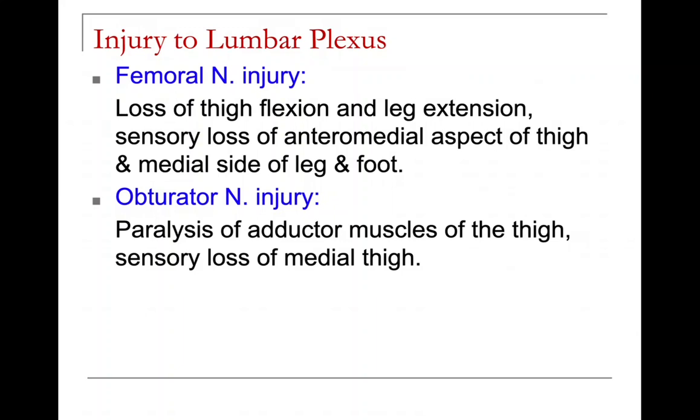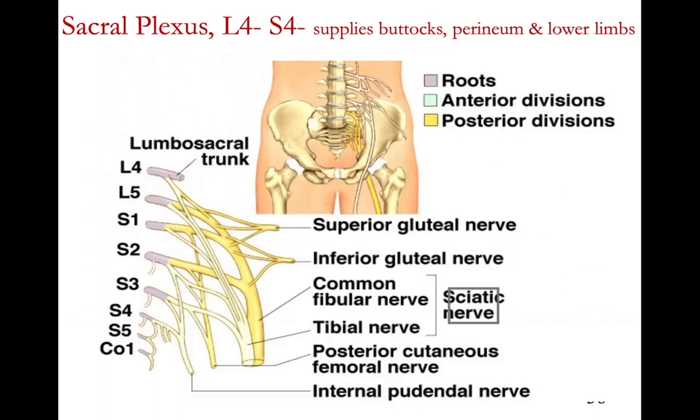So some injuries here. Femoral nerve injury, you would have loss of thigh flexion and leg extension, sensory loss to the anteromedial aspect of the thigh and the medial side of the leg and foot. With obturator nerve injury, you have paralysis of the adductor muscles of the thigh and sensory loss to the medial thigh. So the sacral plexus is going to come from L4 to S4. This supplies the buttocks, perineum, and lower limbs.